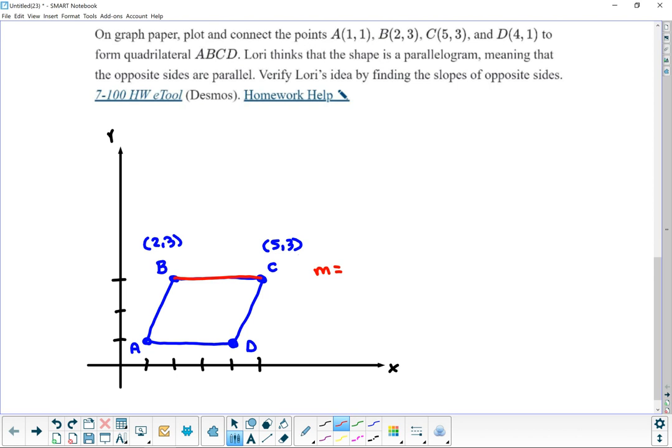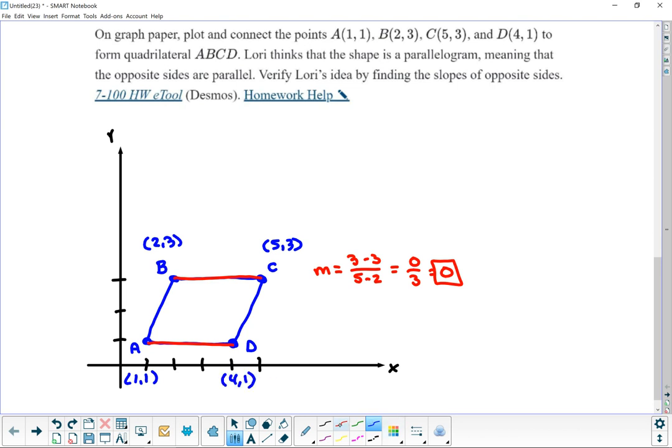So the slope is going to be the y's minus the y, so 3 minus 3, and then the 5 minus the 2. Right? And you get 0 over 3, which is 0. So slope is 0 for the top one, right? And this line at the bottom, A is 1, 1, and D is 4, 1.